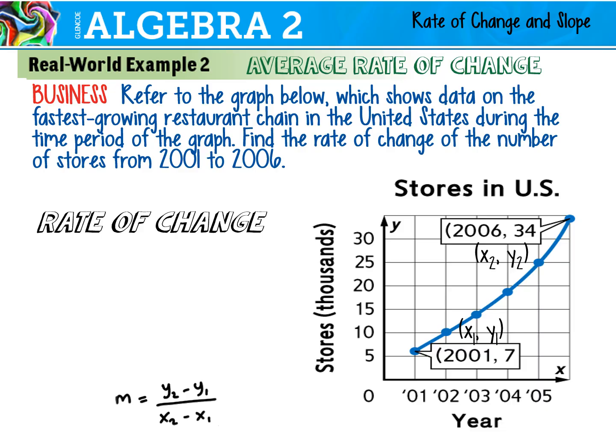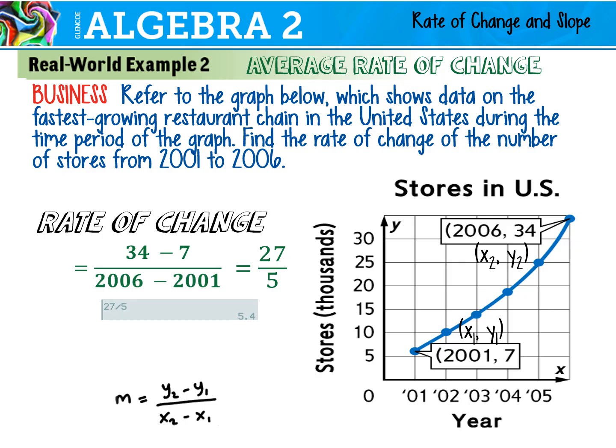And our formula for slope is the change in y over the change in x. So y2 minus y1 over x2 minus x1. Let's put those in. So 34 minus 7 over 2006 minus 2001. We get 27 over 5. And when we put it in our calculator to calculate, we get 5.4 thousand stores per year. Because notice on the graph, it is stores in thousands.